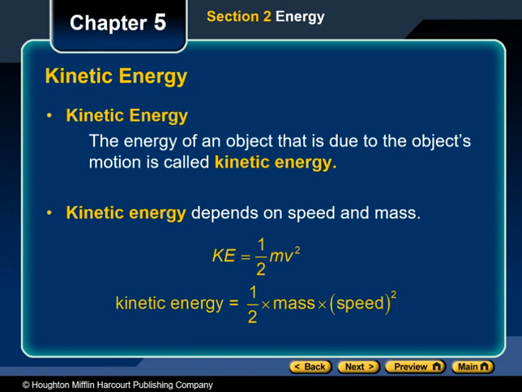Kinetic energy depends on both an object's speed and its mass. If a bowling ball and a volleyball are traveling at the same speed, which do you think has more kinetic energy? You may think that because they are moving with identical speeds, they have exactly the same kinetic energy. However, the bowling ball has more kinetic energy than the volleyball traveling at the same speed because the bowling ball has more mass than the volleyball.